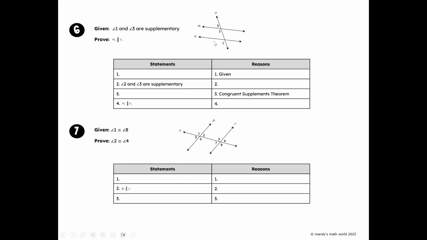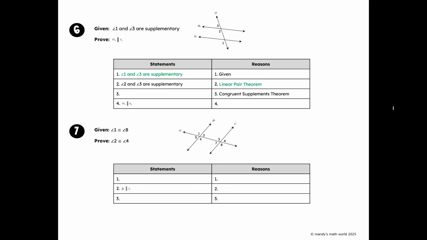We're given angle 1 and angle 3 are supplementary, and we're asked to prove that M is parallel to N. So first, let's start with what we're given. We're given that angle 1 and angle 3 are supplementary. Now, the next statement says angle 2 and angle 3 are supplementary. What tells me that? The linear pair theorem.